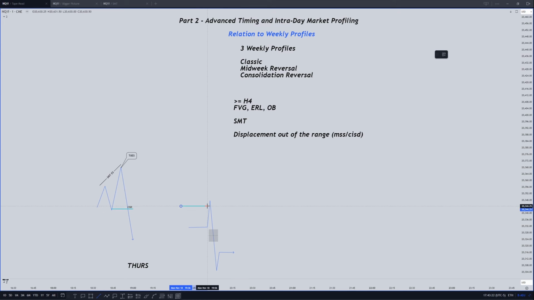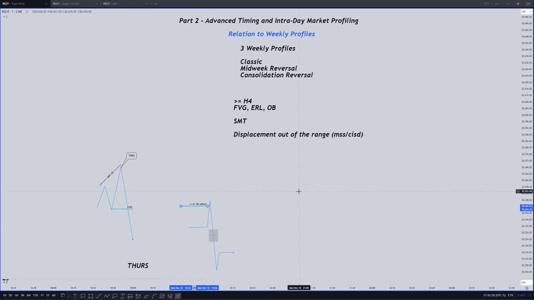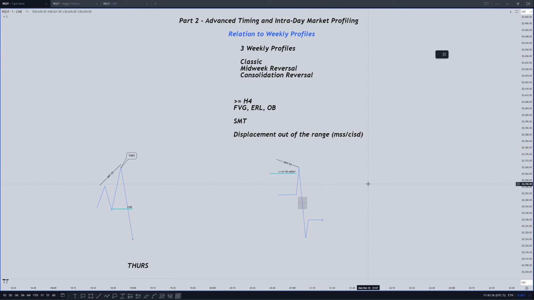And to review briefly, we already have a greater than or equal to an H1 PD array that's been met during London session, right? And we have some sort of SMT here, etc. You can go back and watch that if you want to. But it's all fractal, right?